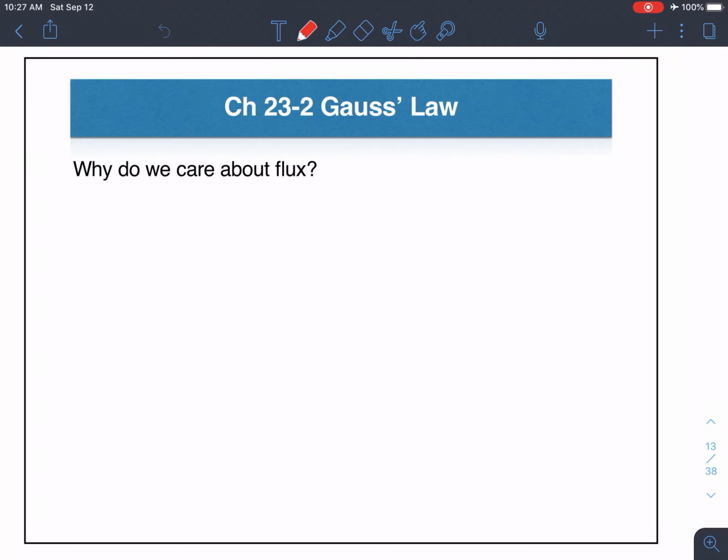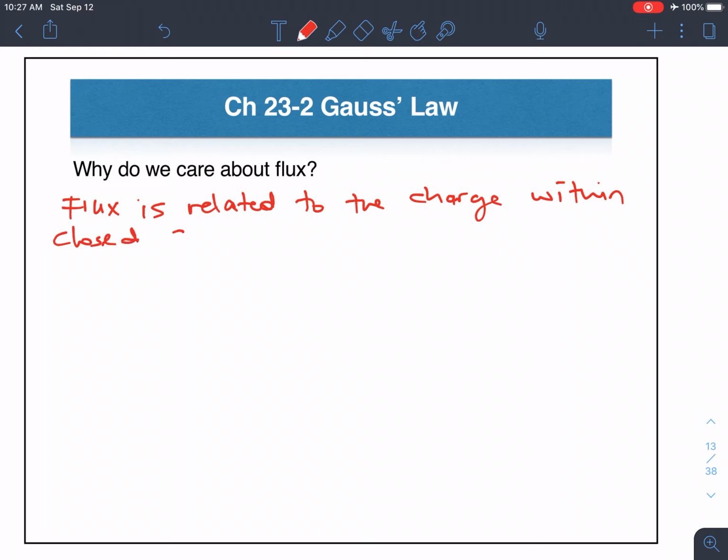So why do we care about flux, first of all? Because flux is related to, so we're going to take some notes here. Flux is related to the charge within the closed surface. And we will call that enclosed charge.